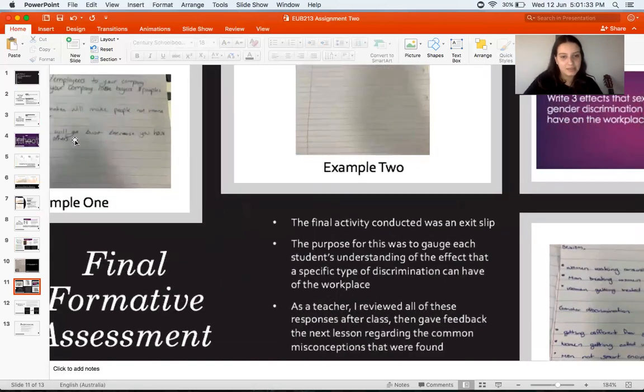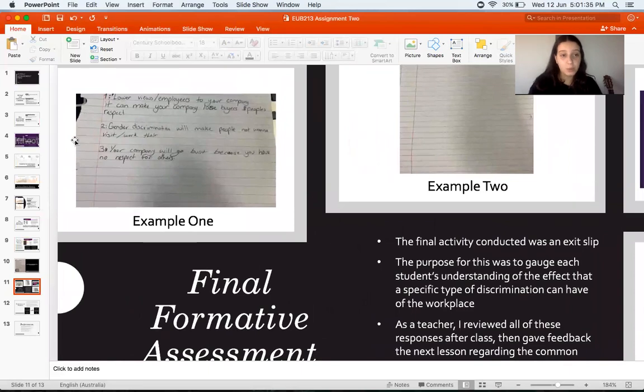So we can see at the top here in example one, a student said that an effect that discrimination can have is it lowers views within the workplace, and it can make your company lose buyers and people's respect. It said that gender discrimination will make people not want to visit their work. It's a fair comment. And the company may go bust.